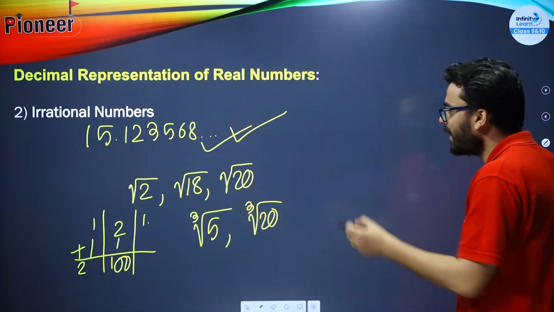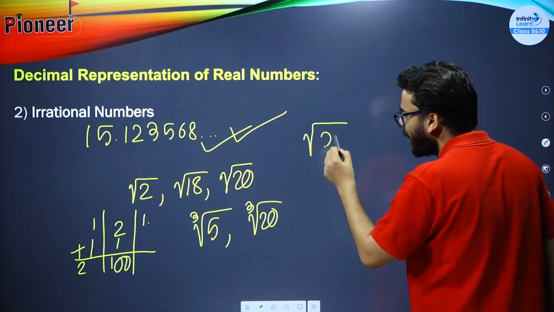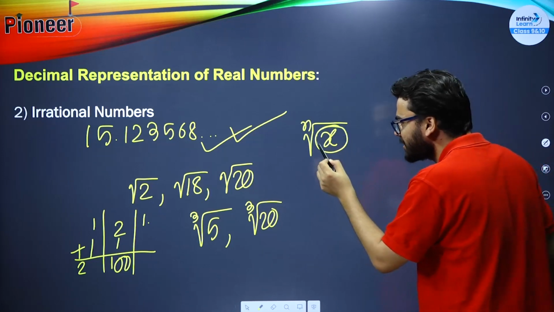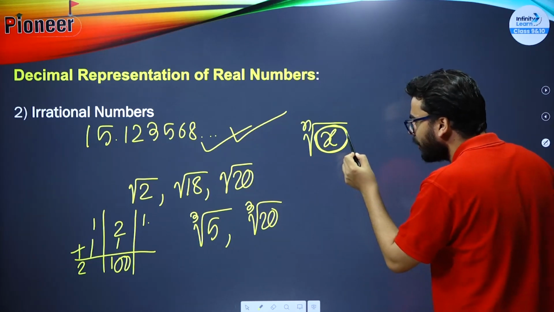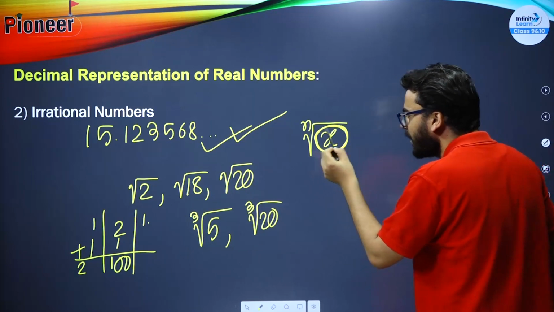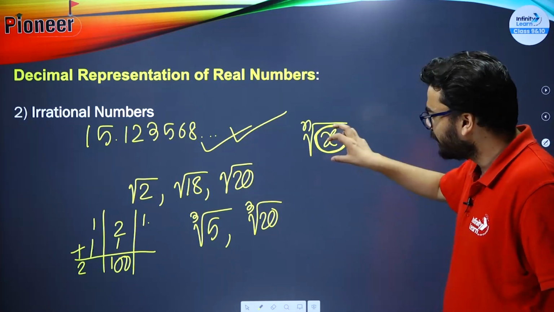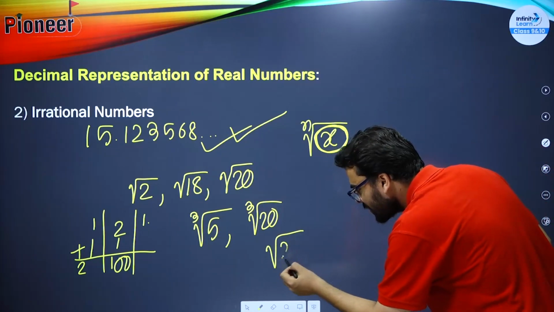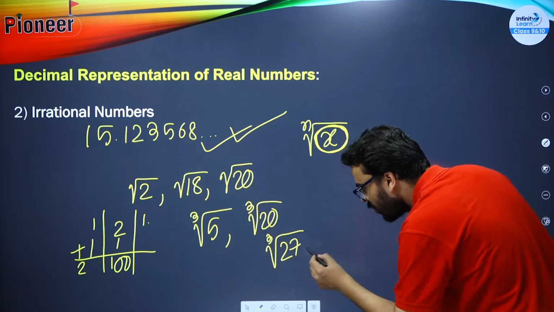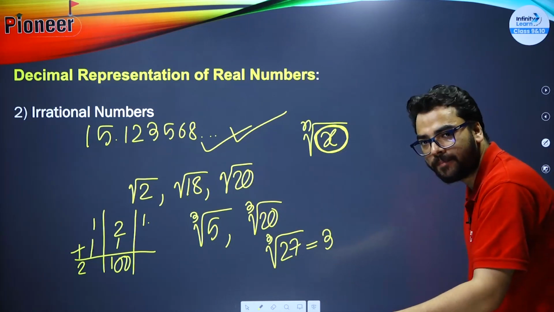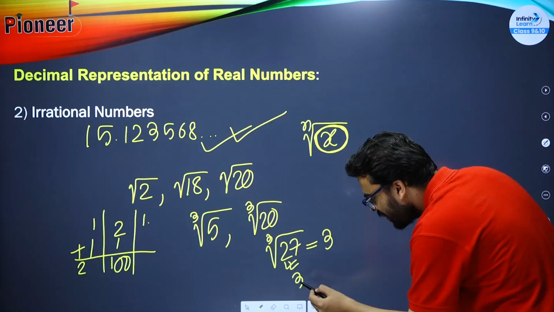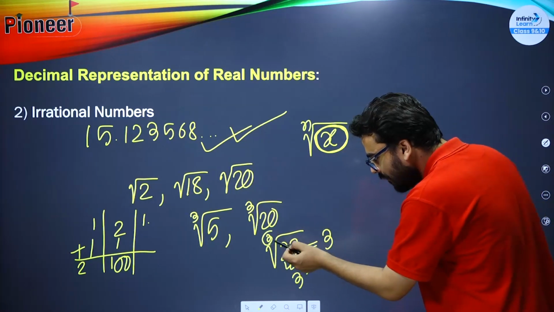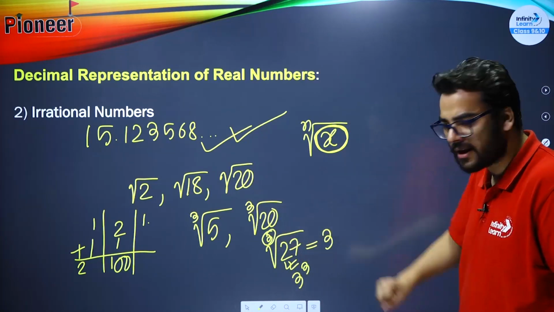So in the same manner, nth root of any number which cannot be written as the nth power of a number, that is an irrational number only. For example, you see, cube root of 27 is not an irrational number. Simple logic is this will be 3. Why? Because 27 can be written as 3 raised to the power 3. 27 can be written as the third power of a number. So therefore, this is not an irrational number.